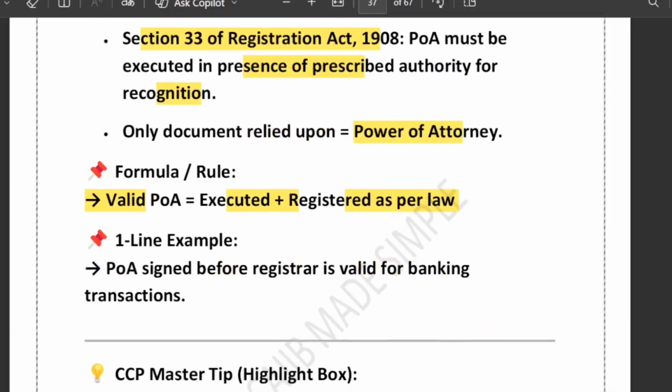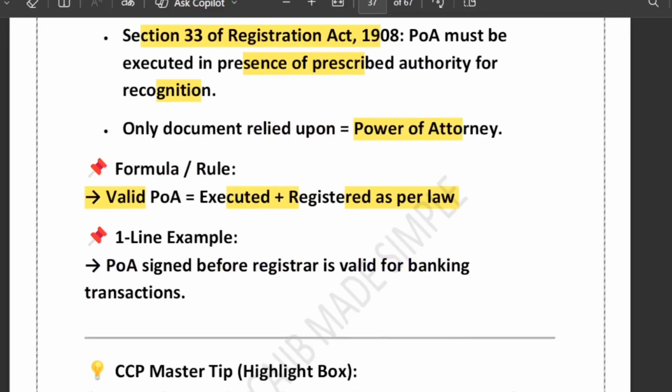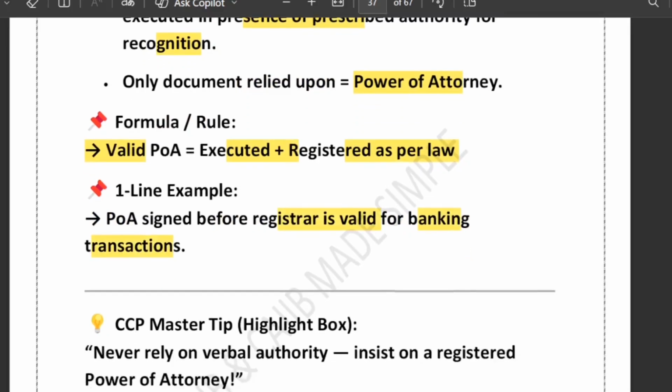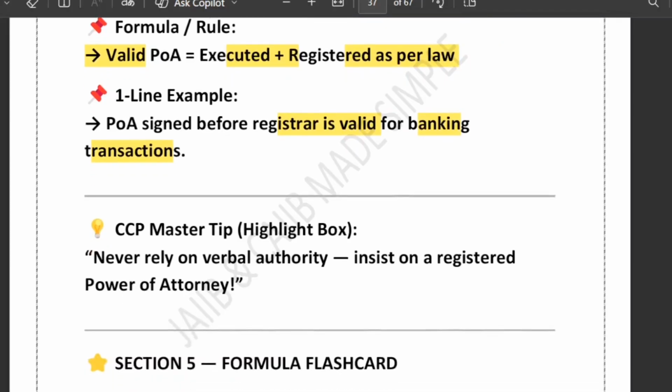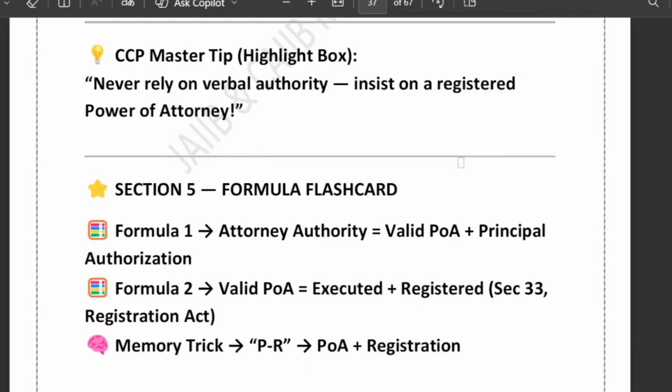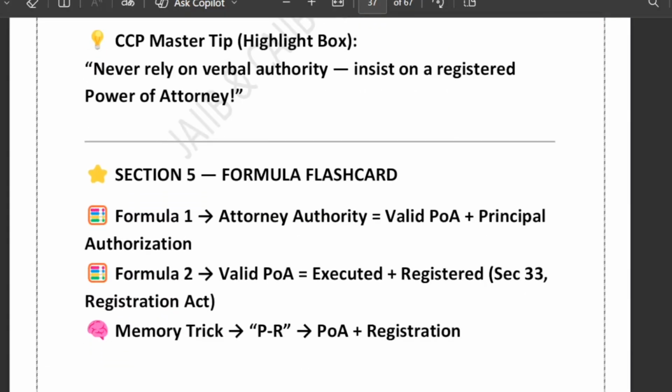One line example also they have given, like POA signed before the registrar is valid for banking transaction. So remember, never rely on verbal authority. Insist on registered power of attorney. So what we have discussed, attorney authority: first of all, you should have valid power authority and principal authorization. Valid POA executed plus registered, Section 33 of the Registration Act.